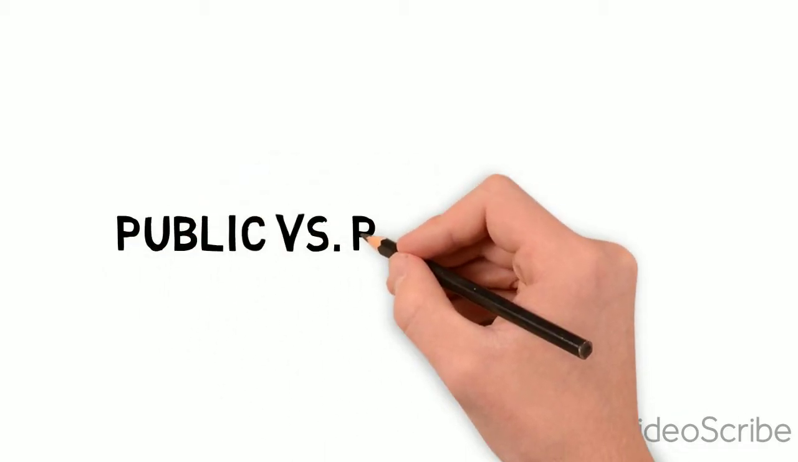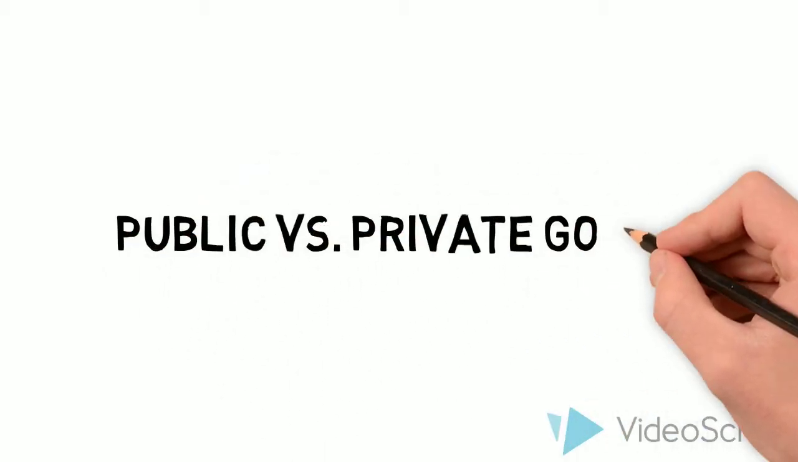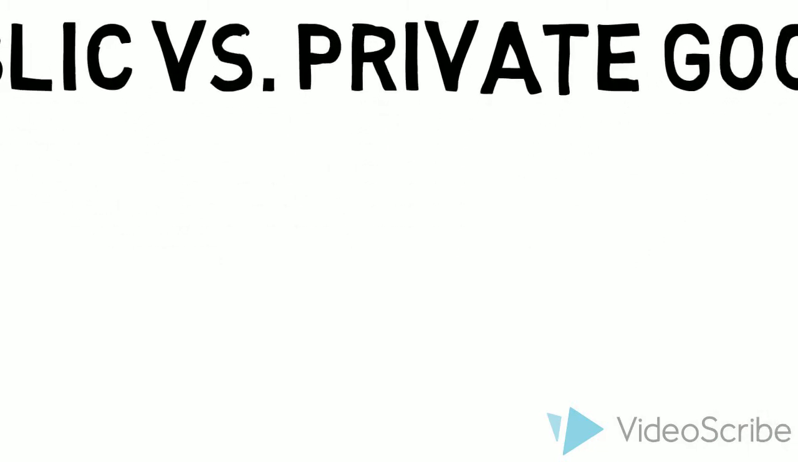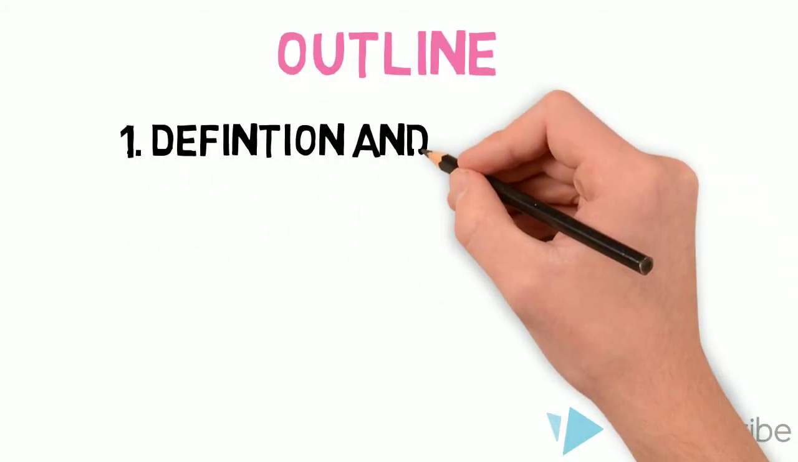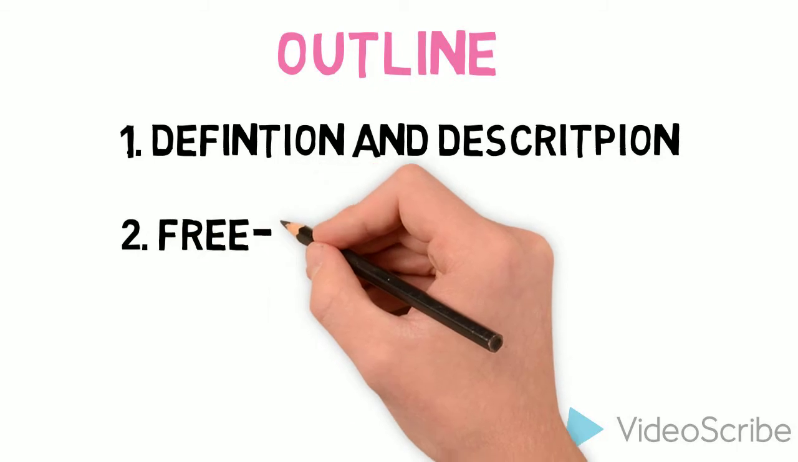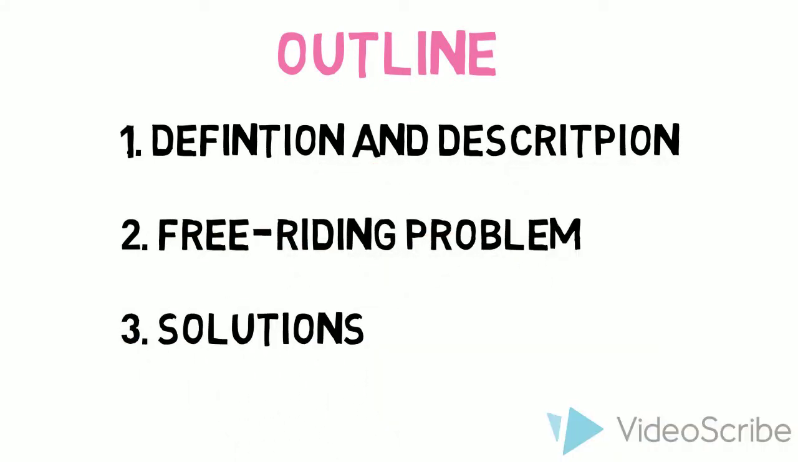Hi everyone. Today's topic is the relationship between public goods and private goods. As the outline, we have three objectives: definition and description, the free riding problem, and a solution for it.